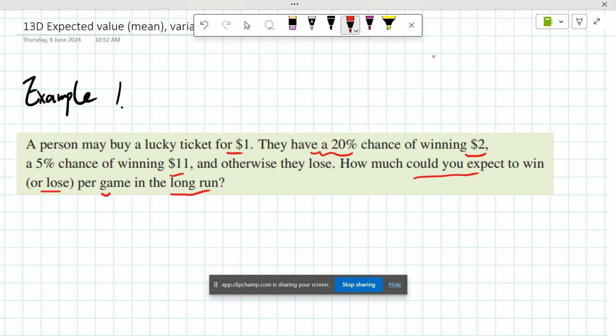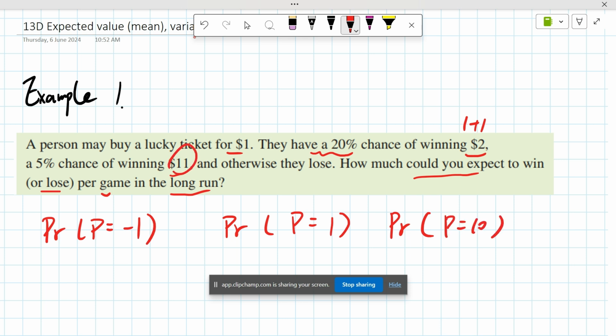First, we have to write down the probabilities. If you lose, you lose $1, so the value is -1. The payout of $1 is because you won $2, which is you add 1 plus 1. And the payout of 10 is because you win $11, since you put in $1 and have to win $10 pretty much. This is how you win $1, $10, and lose $1.